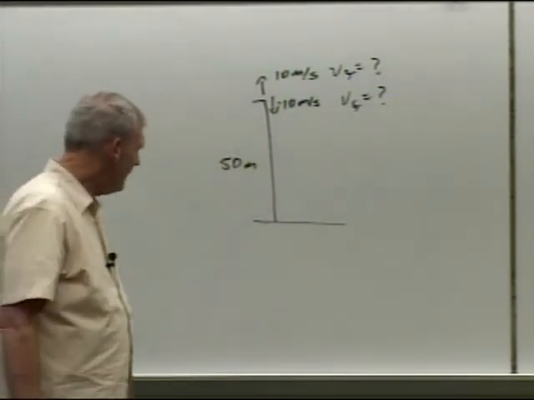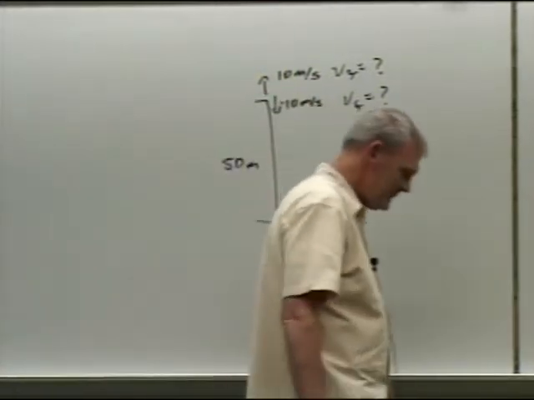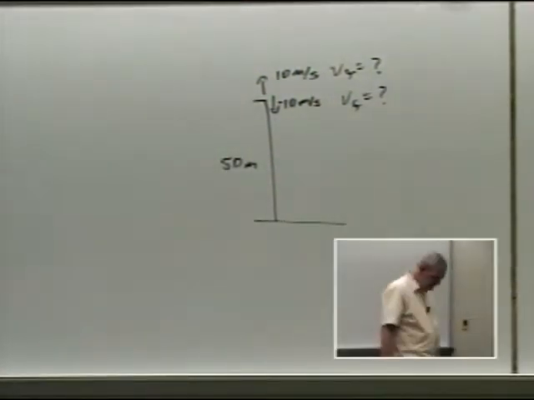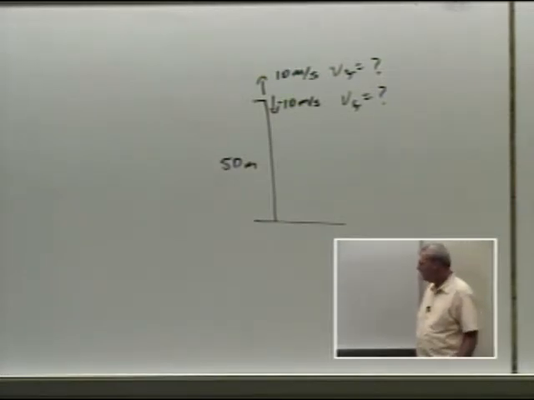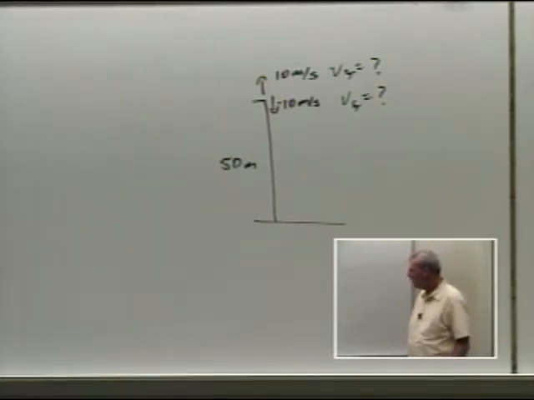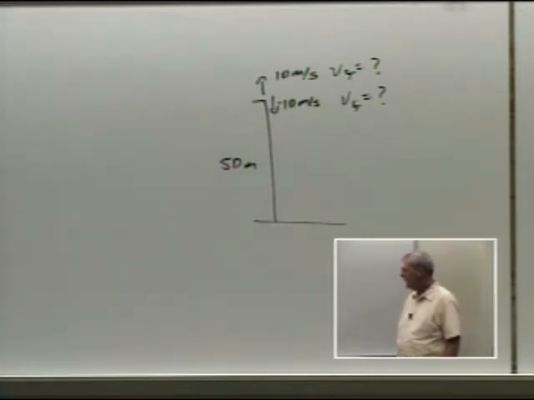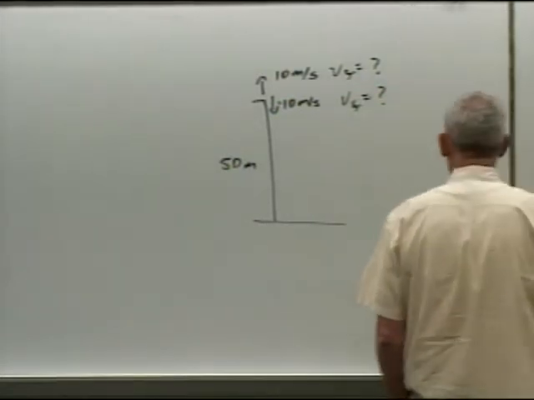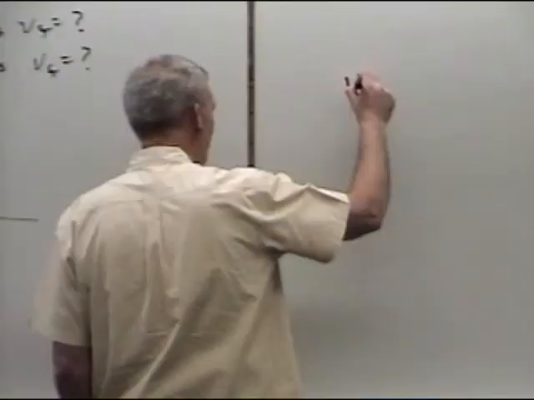All right, let's find the final velocity. We know what the acceleration is, but we don't know how long it took each one to get to the bottom of the hill. We could figure that out with a quadratic formula, but we could just figure out the final velocity for the first one.